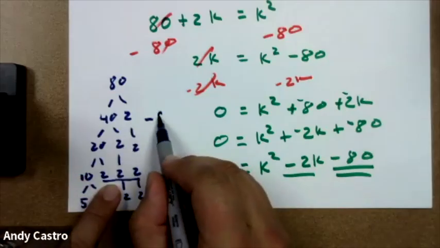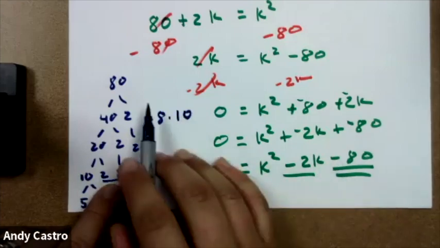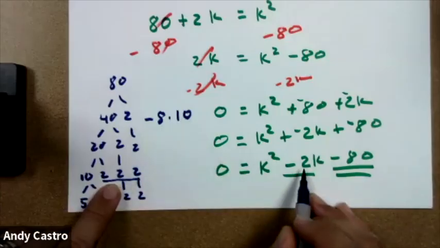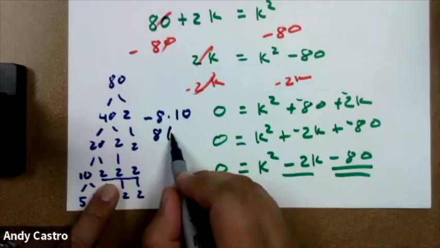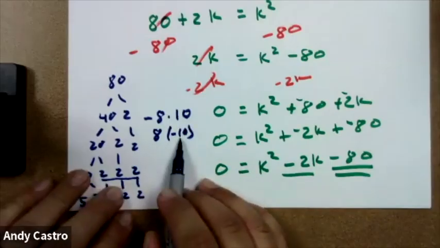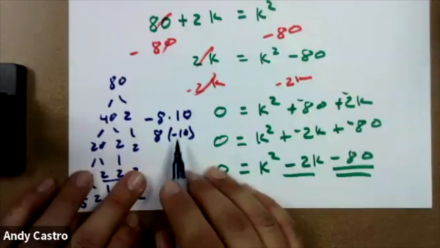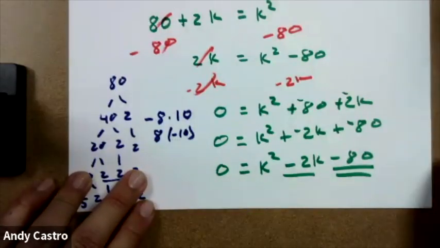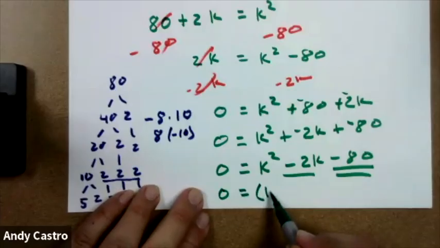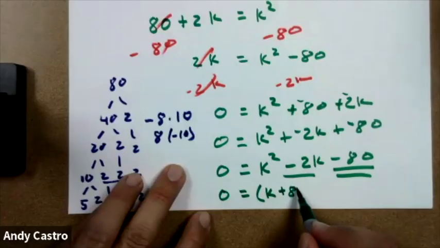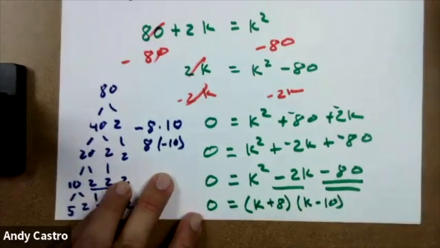So negative 8 times a positive 10 gives me negative 80. And negative 8 plus 10 is a positive 2, not a negative. So let me switch those. So positive 8 times a negative 10. 8 times negative 10 is negative 80. And then 8 plus negative 10 is negative 2. There we go. So (k plus 8)(k minus 10). All right.